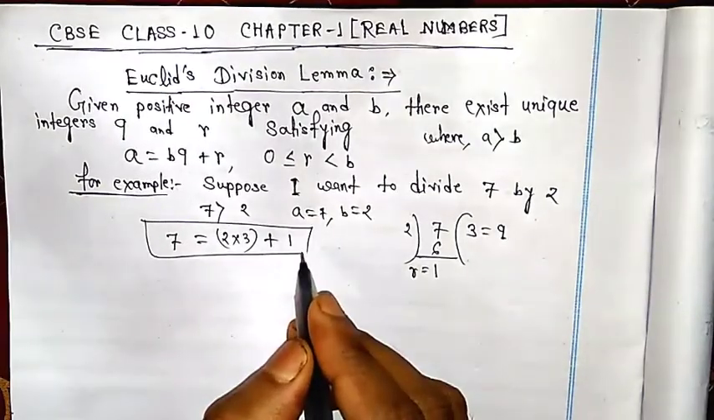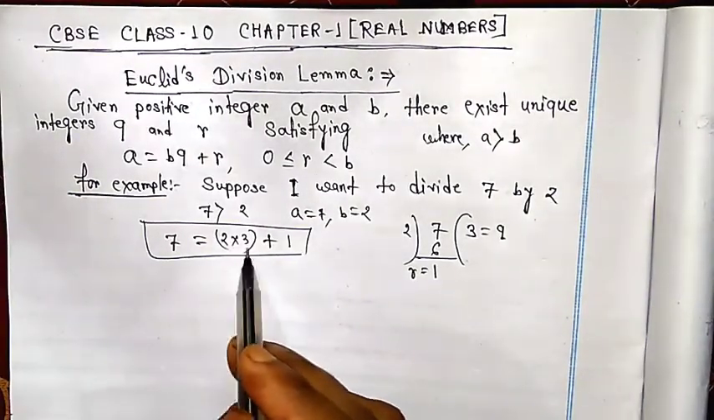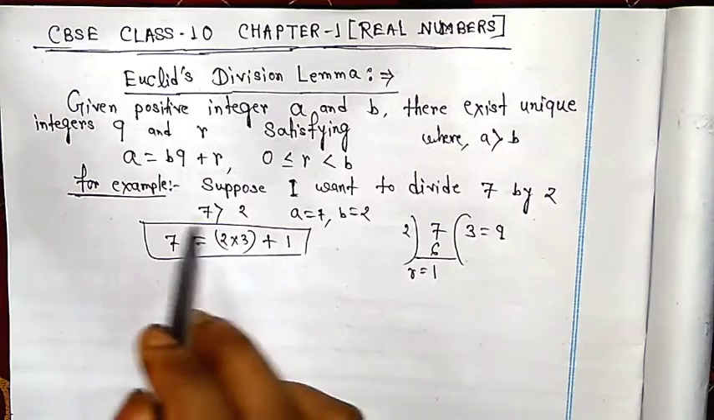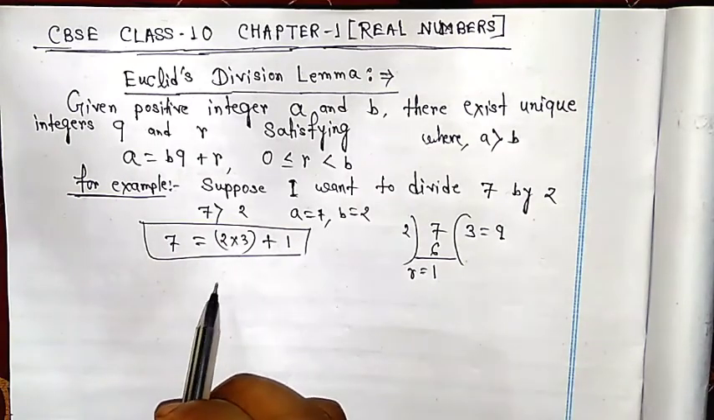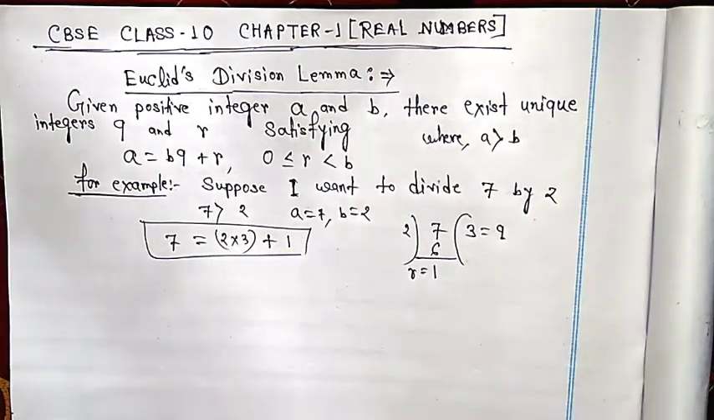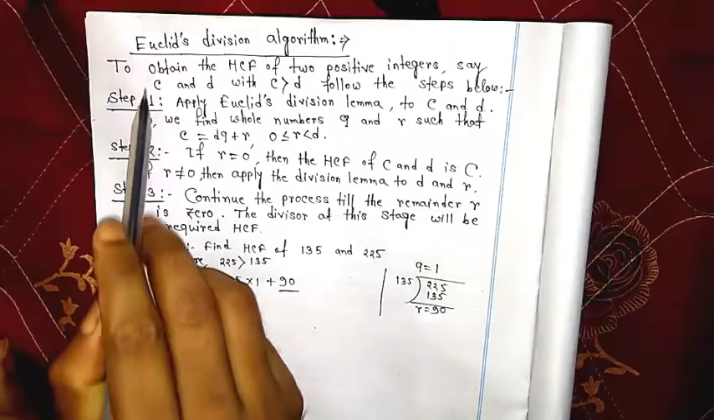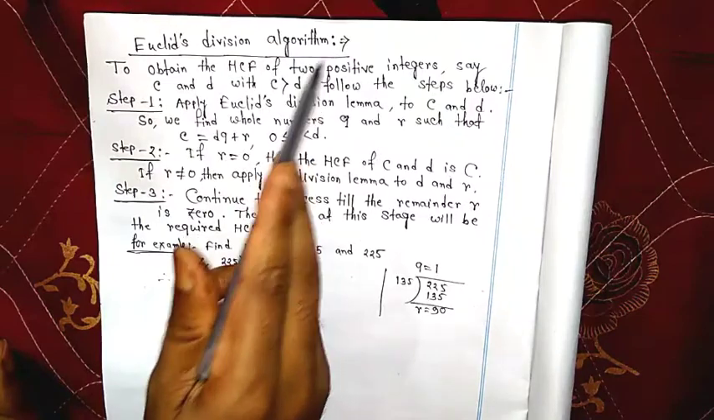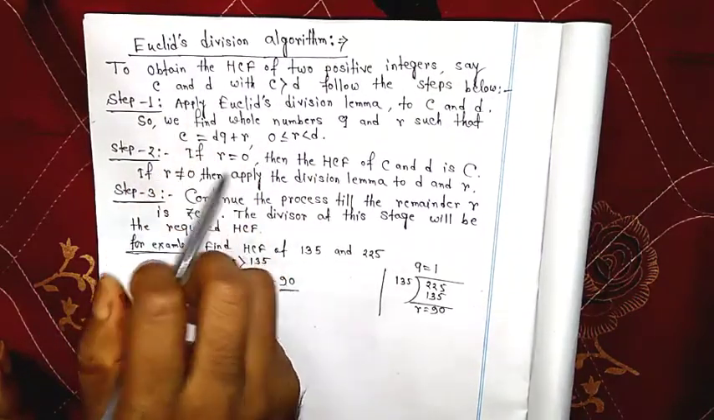So 7 equal to 2 into 3 plus 1. This is the Euclid division lemma, and we use this division lemma to solve the exercise problems. Next is Euclid division algorithm. So what is Euclid division algorithm?